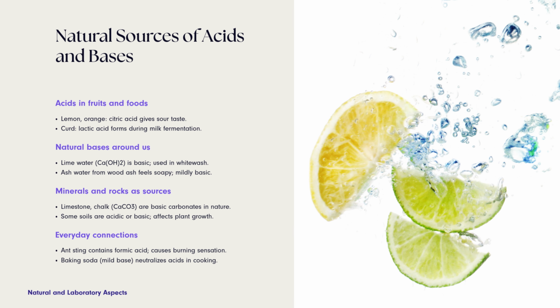Some natural sources of acid and base. Acid in fruit and food. Lemon, orange contain citric acid, which gives a sour taste. Natural bases around us. Lime water, that is Ca(OH)2, is basic, used in whitewashing. Minerals and rocks as source. Limestone, chalk, CaCO3 are basic carbonates in nature. And everyday connection. Baking soda, which is a mild base, neutralizes acids in cooking.